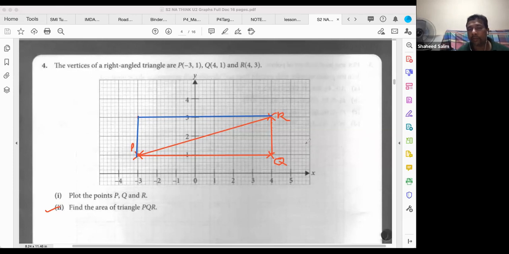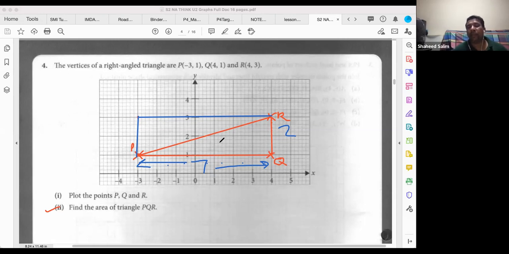Okay, I show you different ways. This one is 2 units, right? This one how many units? 1, 2, 3, 4, 5, 6, 7. From here to here, 7. 7 times 2, 14. Divide by 2. Is it correct? 3.5. What is it?